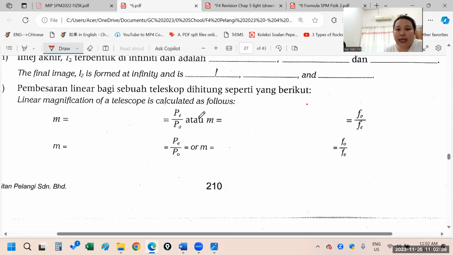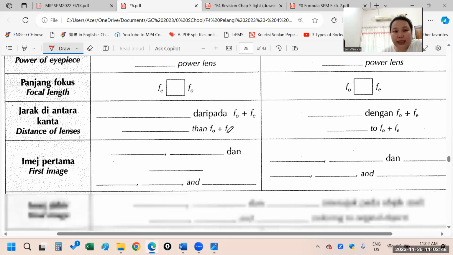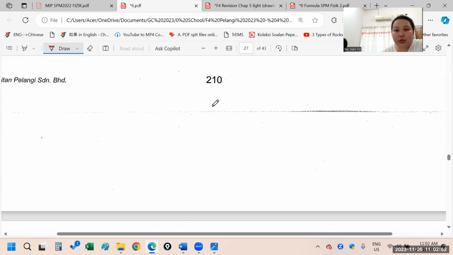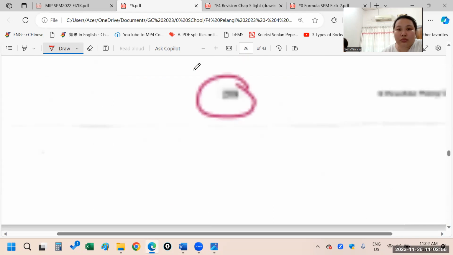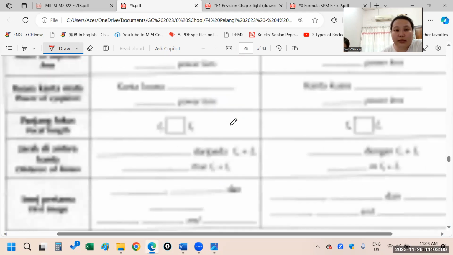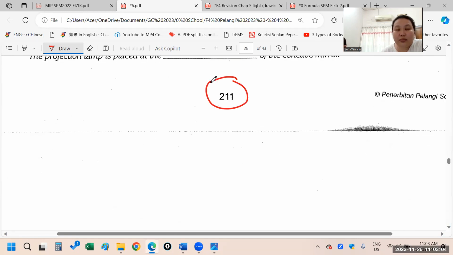Okay, so actually M equals PE over P1. This one is in minus. So you all please complete 209 to 210. Just copy the answer and you read it out. Right? And 211. Okay.